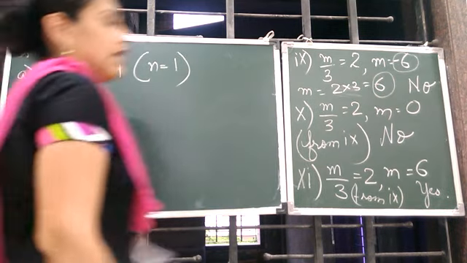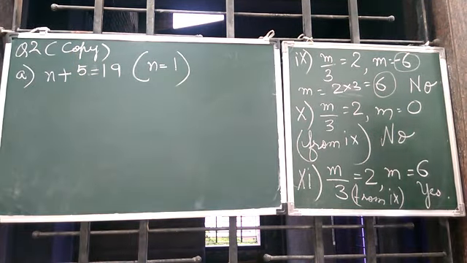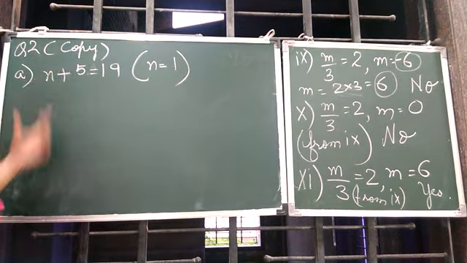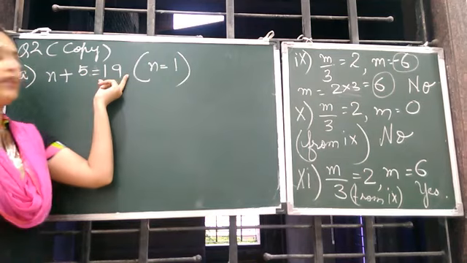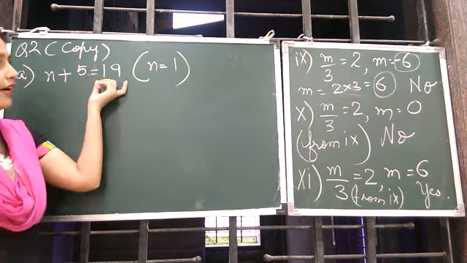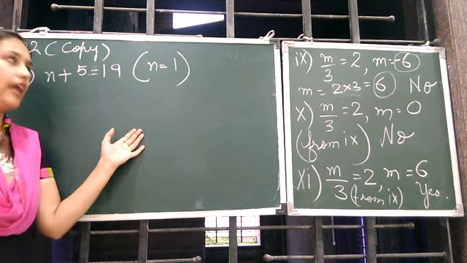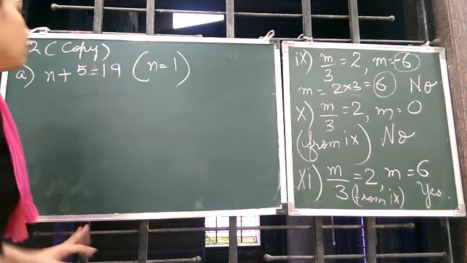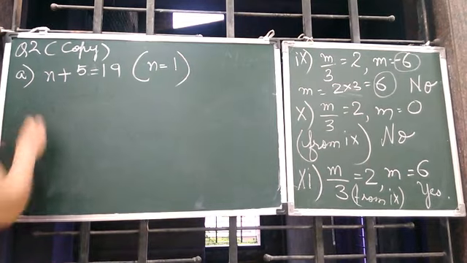That means if you put the value of n as 1, your left hand side should be equal to right hand side. If left hand side is equal to right hand side, then answer is yes. That means this value is correct. Otherwise, answer is no. So let's see.